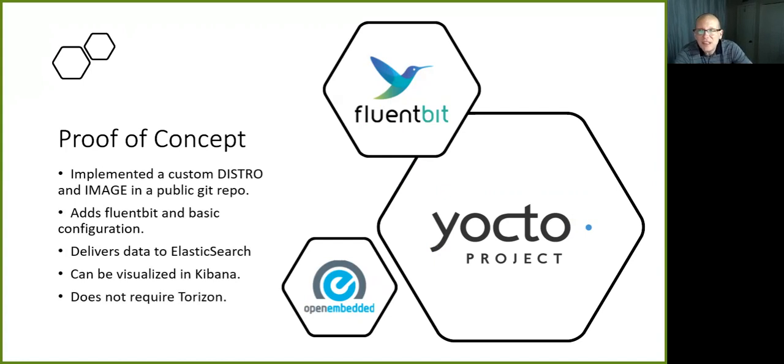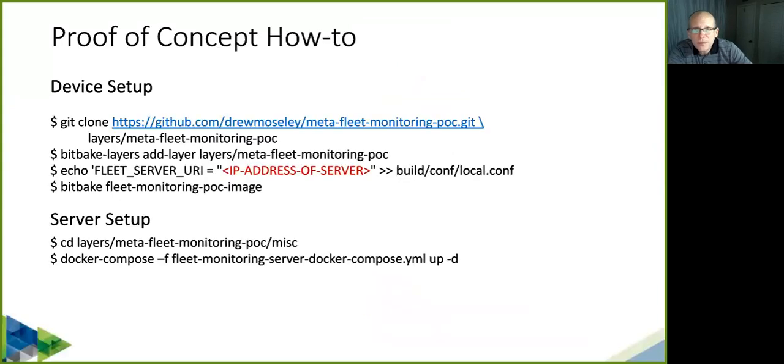And I want to stress that this is not a Horizon setup. This is just a straight-ahead Yocto configuration that you run on your local system, and the server runs locally as well. So how do we set this up? The device setup is pretty straightforward. You're going to check out my Metafleet monitoring POC layer. You're going to add that to your bblayers.conf. You're going to set the fleet server URI to whatever the IP address of your server is. And then you're going to run bitbake for the fleet monitoring POC image.